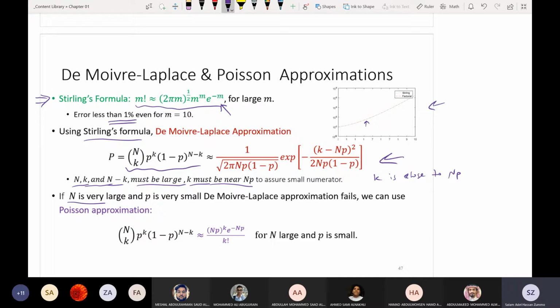Now, if n is very large and p is very small, this approximation in the red equation fails. In this case, we have the Poisson approximation, which is given by this equation. And this is for n large and p small. So we have two approximations. One works when n, k, and n minus k are large, and k is close to np. And the second, which is the Poisson approximation, works when n is large and p is small.